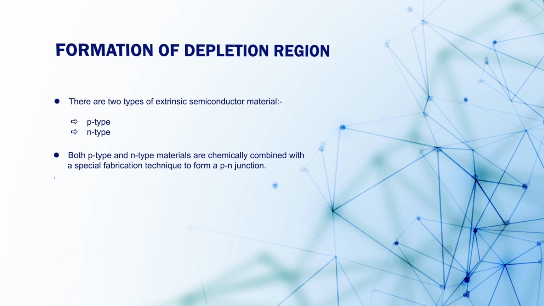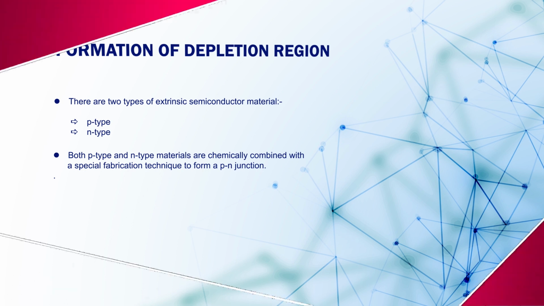Both the P type and N type materials are chemically combined with a special fabrication technique to form a p-n junction. So our diode is nothing but a p-n junction device, which has one layer of P type and one layer of N type, and between them the depletion region is formed. We can say that a junction is formed between the P and N type. Now, let us study the p-n junction.